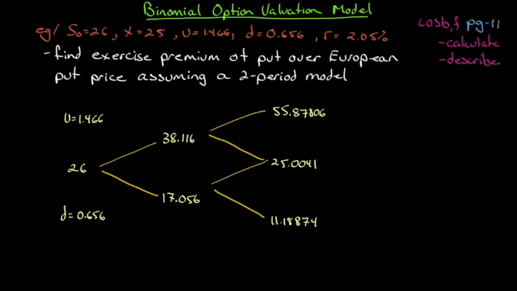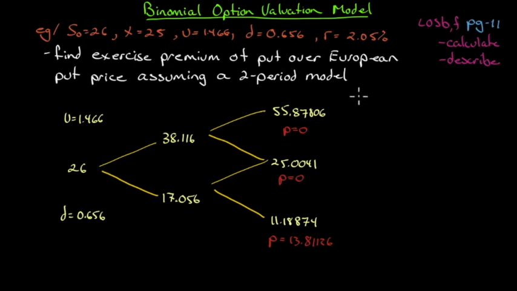So now we can figure out what the value of the puts are right here, because the time is over, so they'll be worth their intrinsic value. We have a strike price of 25. If it's at 55, the put is obviously worth 0. Strike price of 25 at 25.001, the put is worth 0. And down here, the put will be worth 13.81126. So there's our put prices at that point, and then we just have to work backwards.